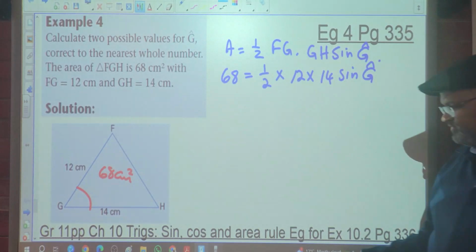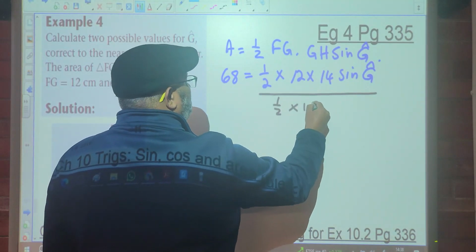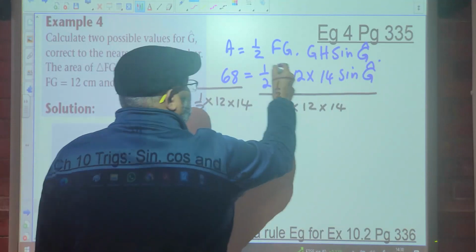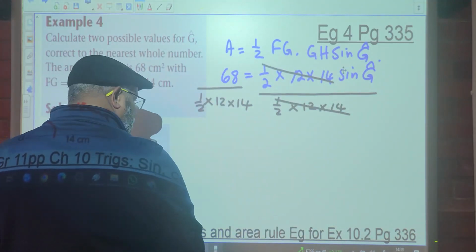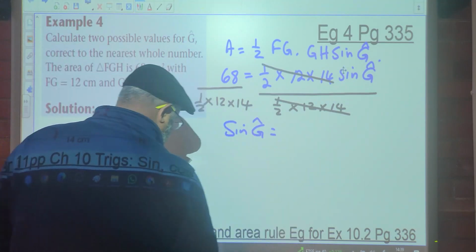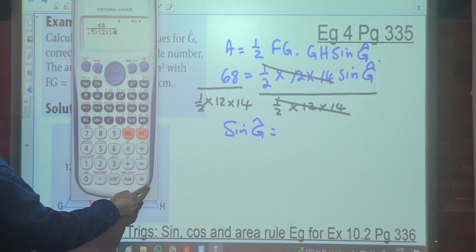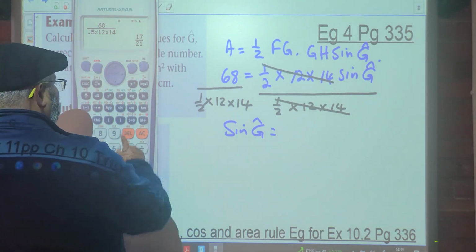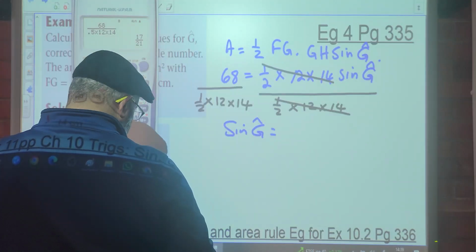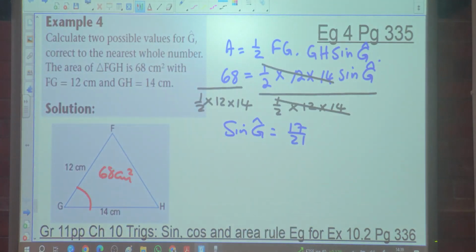How do I get sine of G on its own? Divide by half times 12 times 14 on both sides. So that cancels. So sine of G is equal to 68 over 0.5 times 12 times 14, which gives you 17 over 21 or 0.8095. How do we get G on its own?